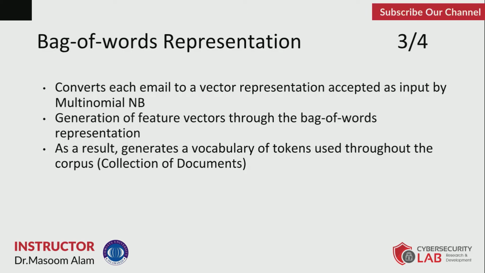Generation of feature vectors through the bag of words representation helps us give that input to the multinomial Naive Bayes, and as a result it generates a vocabulary of tokens which is used throughout the collection of documents. So we have a vocabulary that is then used in all the documents to make them consistent, and then these vectorized messages are input to the multinomial Naive Bayes.